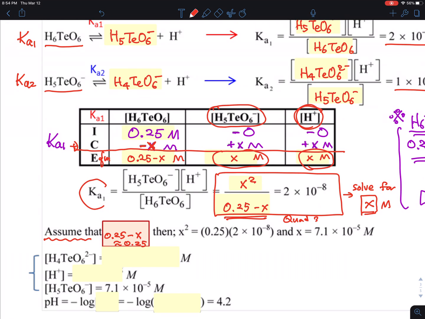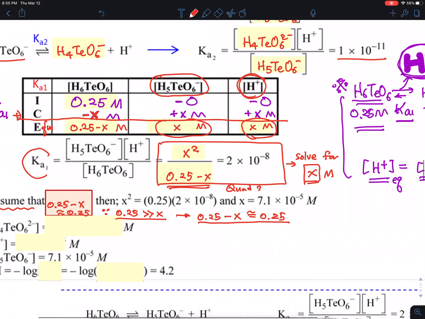0.25, because 0.25 is a much larger number than X itself. So I can just make it 0.25. If I have $1 million in my bank and I'm spending $1, I still have $1 million in my bank. So that's my analogy. That's your approximation. And then this equation at the top becomes super easy, right?